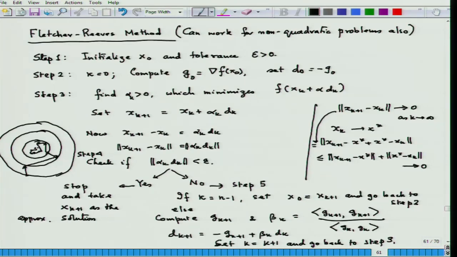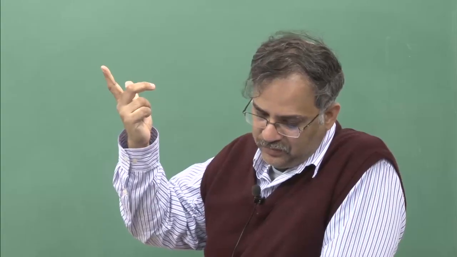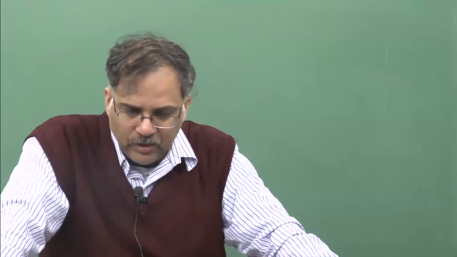See, why this k equal to n minus 1? Because in the quadratic case, when you have a positive definite Hessian, in n iterations you are getting the solution. And here I am at n minus 1 step and I am yet to get the solution. So I have to reset x naught as x 1, take it as the starting point, and start the whole procedure again, because at k equal to n minus 1, I have not got the solution.